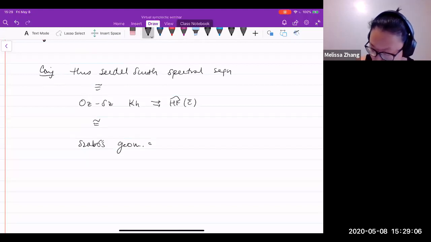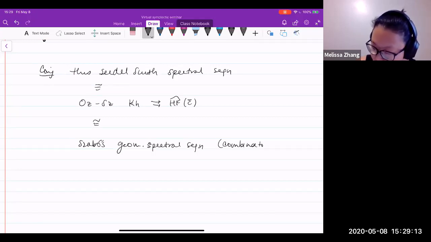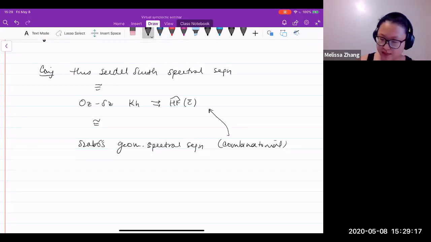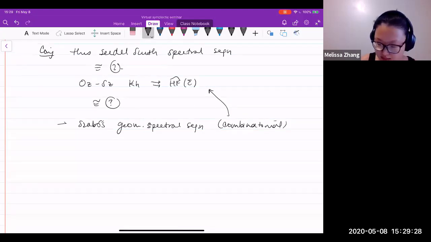Okay, so Szabó's geometric spectral sequence, which is a very combinatorial theory that he's basically built from looking at this spectral sequence, but it's only conjectured to be isomorphic. So these are all question marks. We'll study this in a couple minutes.